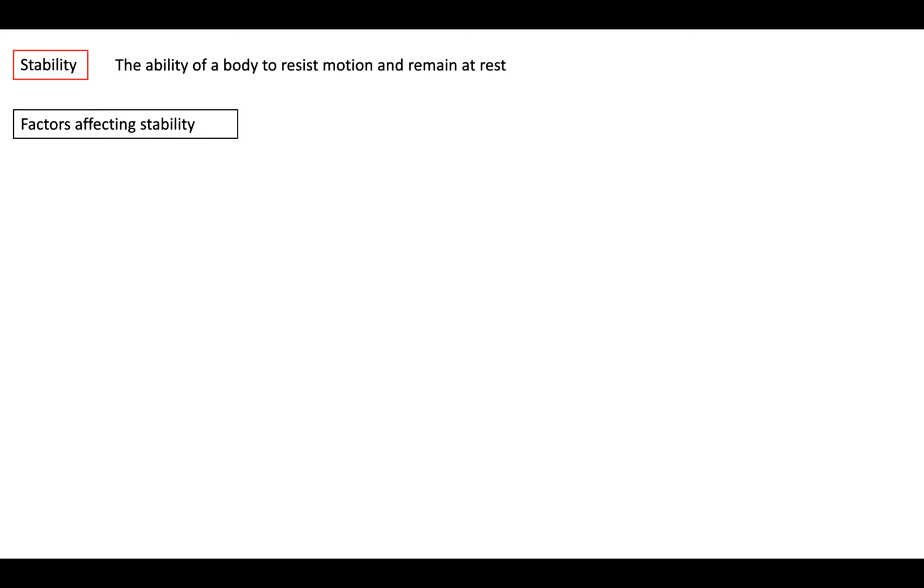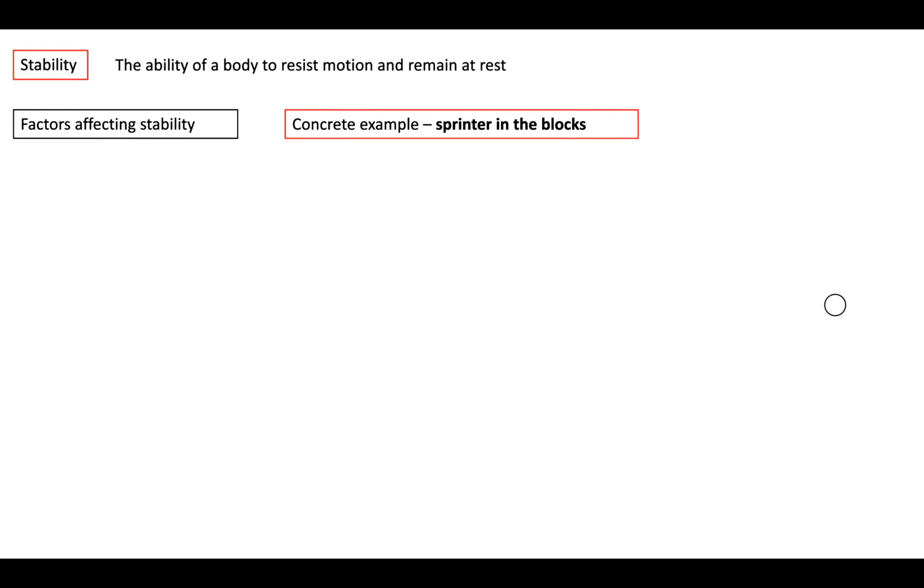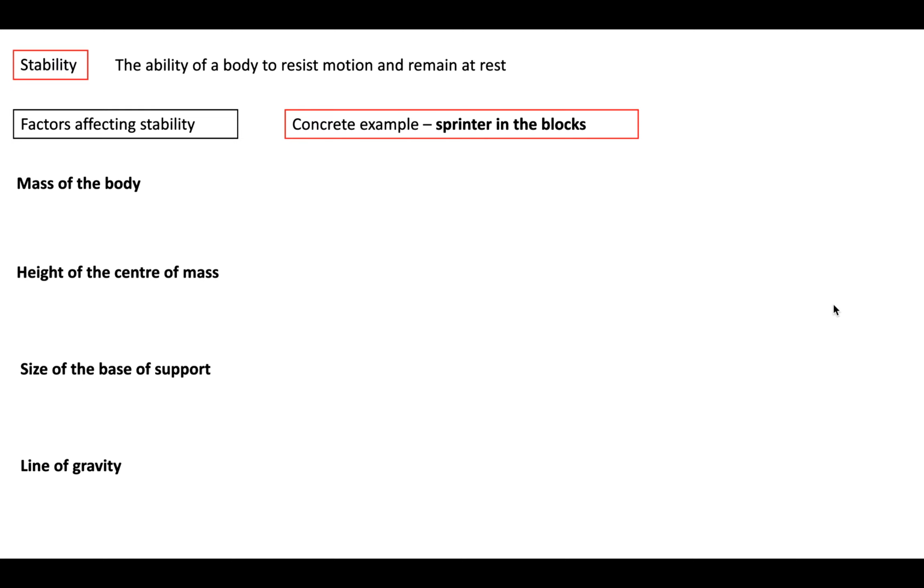We need to be aware of the factors that affect stability. And I'm going to give us a concrete example here of a sprinter in the blocks, okay? And then we're actually going to do a bit more on this in lesson, okay? But for now, all I need you to get down is, first of all, the actual factors that affect stability: mass of the body, the height of the centre of mass, the size of the base of support, and the line of gravity as well. So these are the factors that affect stability. And what we're going to do now is just describe each one, applying it to this sprinter.